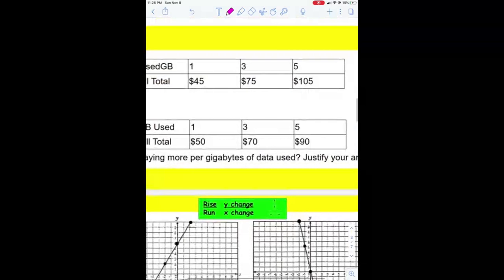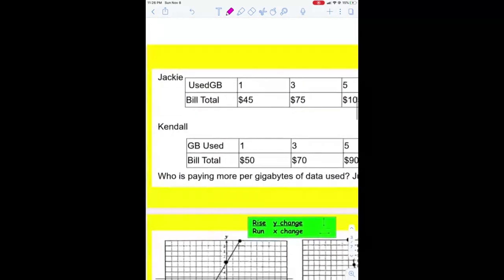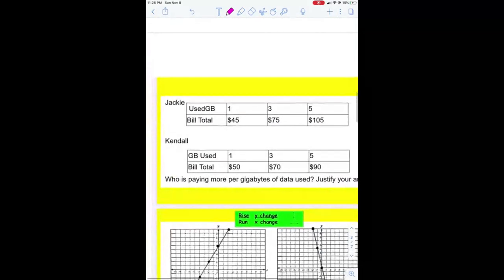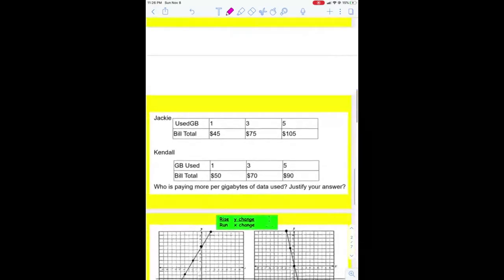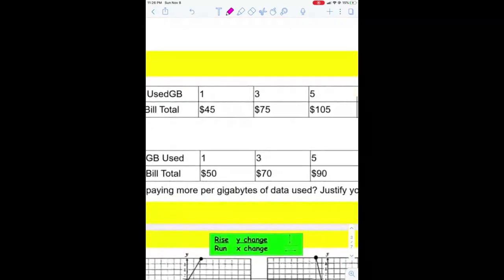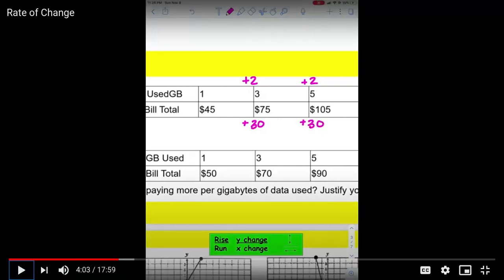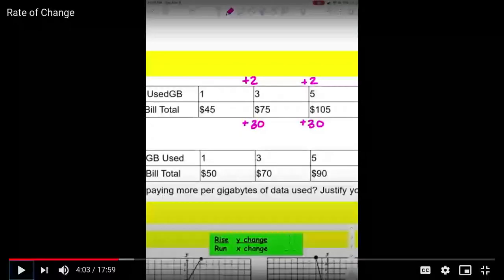So down here, this is more of an applied problem. I'm trying to figure out who's paying more for their gigabytes of data used on a cell phone plan. I'm going to start on that top row, and I see that my top row changes by 2 every time. Then on the bottom row, I see that it goes up by 30 every time.